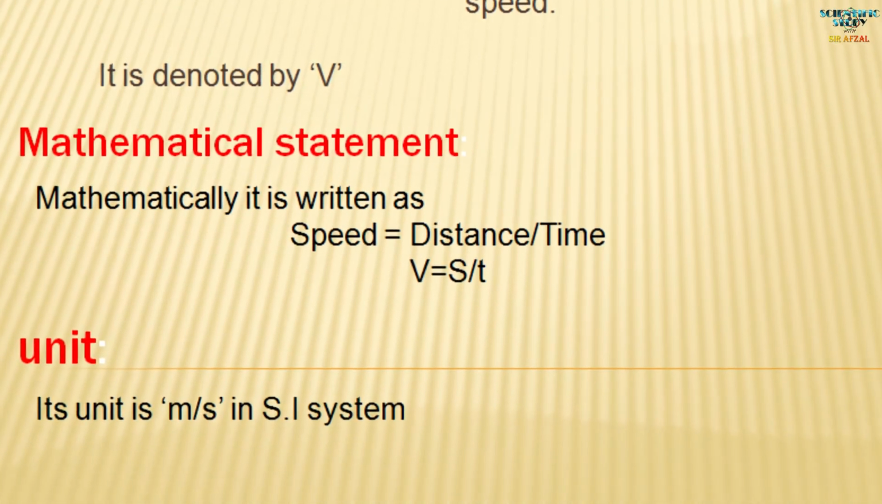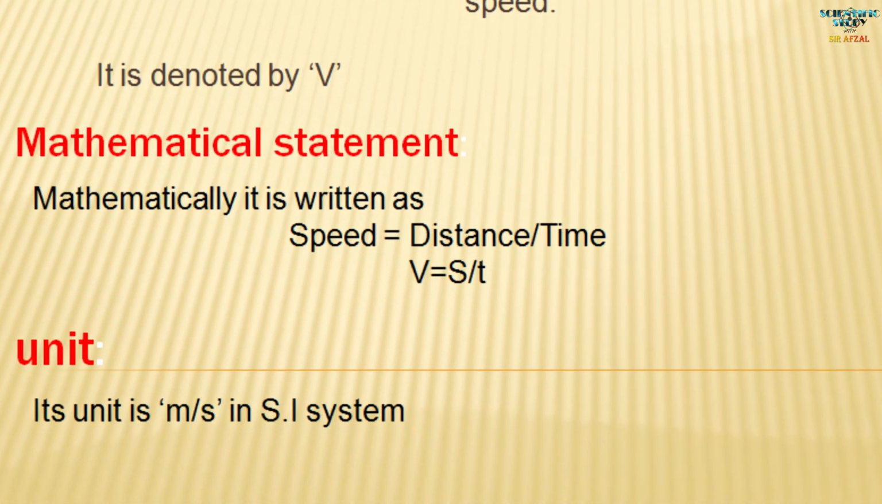Now, the mathematical statement of speed. Mathematical statement or mathematical expression means the formula of speed. Mathematically, it is written as speed is equal to distance upon time. If you cover a 10-meter distance in 5 seconds, and we ask what your speed is, then 10 upon 5, your speed will be 2 meters per second.